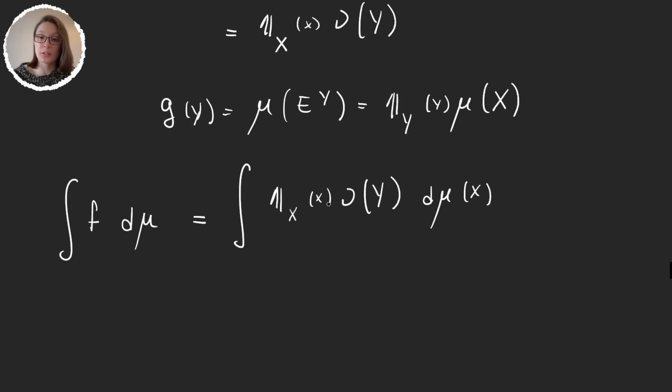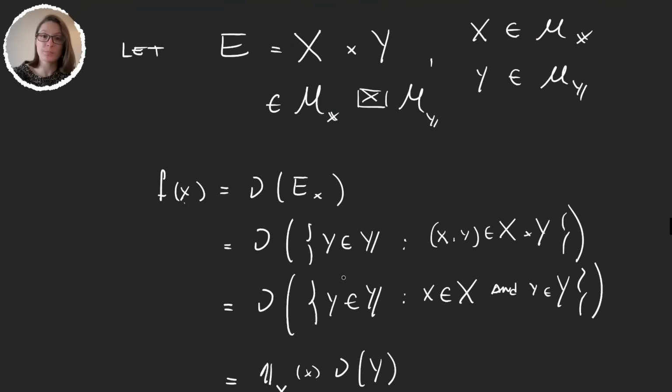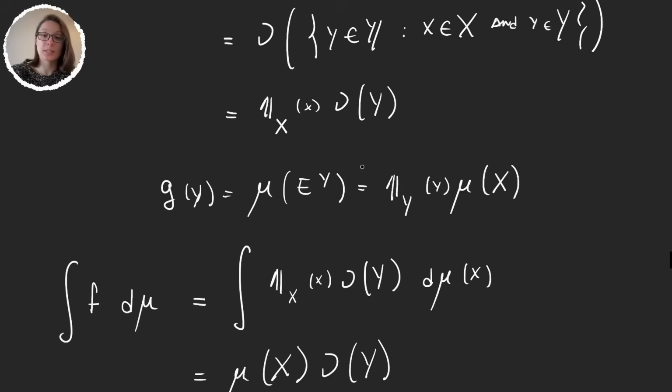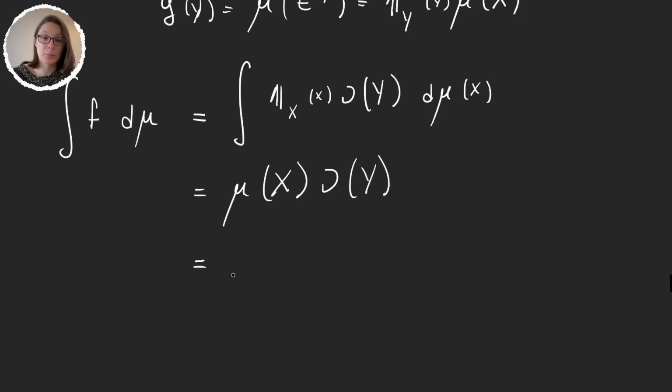Now, nu of y is just a constant, so we can take it outside of the integral, and then we're integrating the characteristic of x with respect to mu. So that is the measure mu of the set x times the measure nu of the set y. So now we have a product of these two things, just by definition of product measure. Because E is a rectangle, we have that this is directly the product measure of the set E, the whole rectangle.